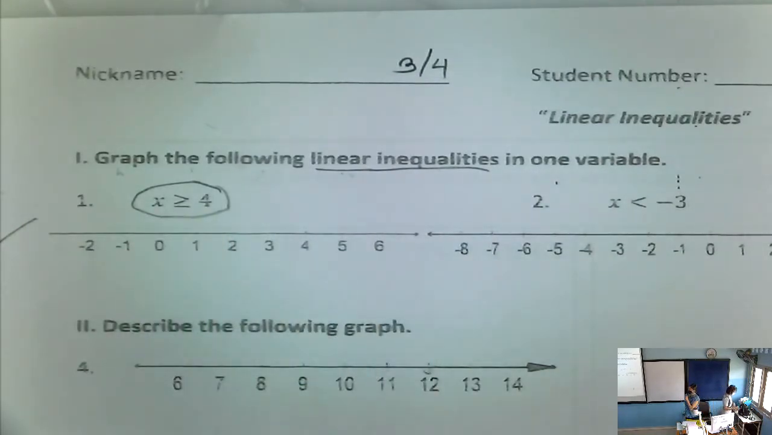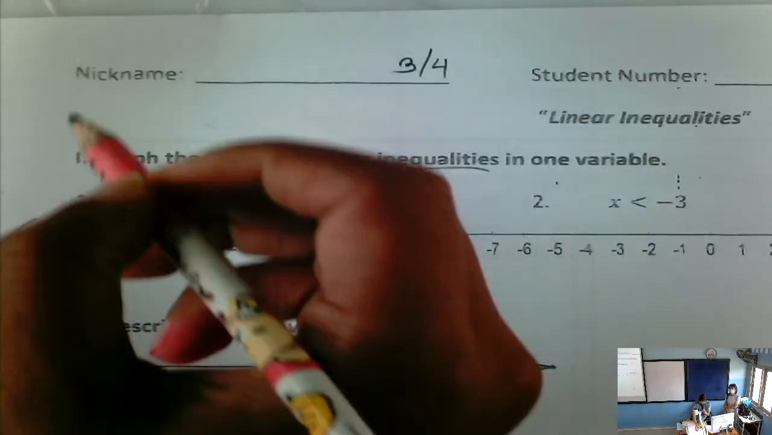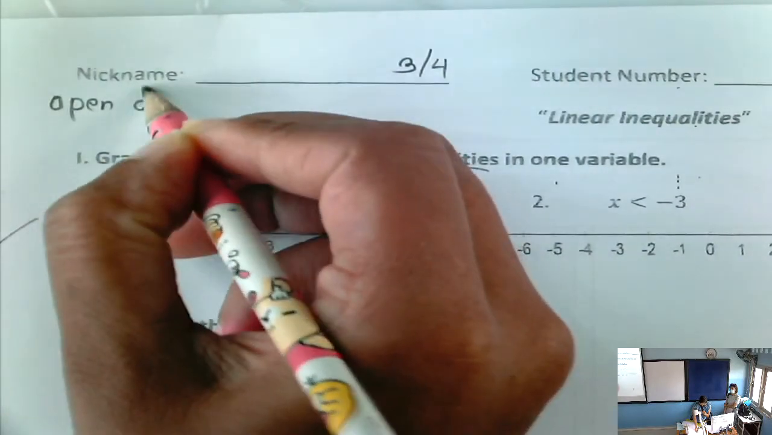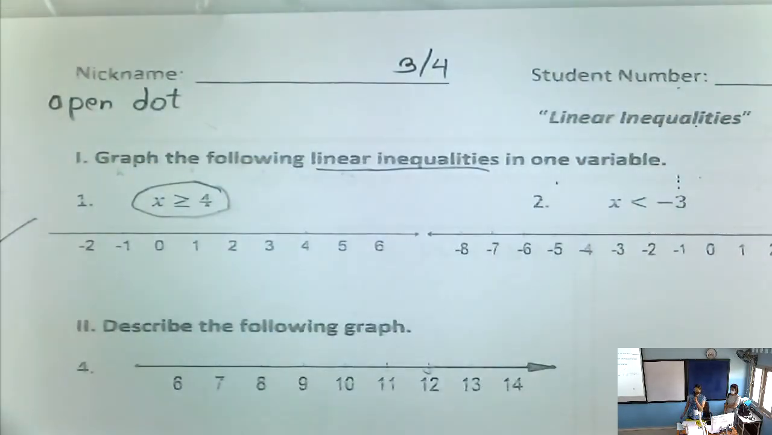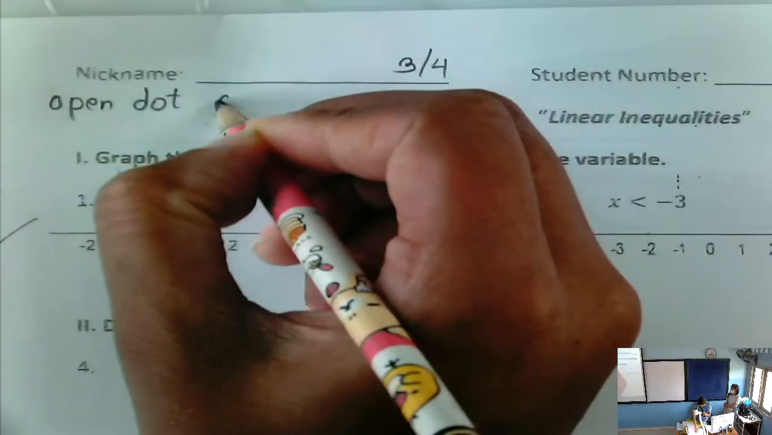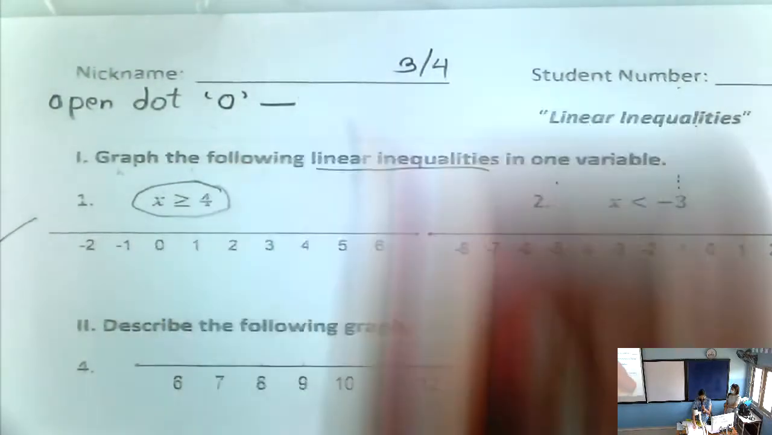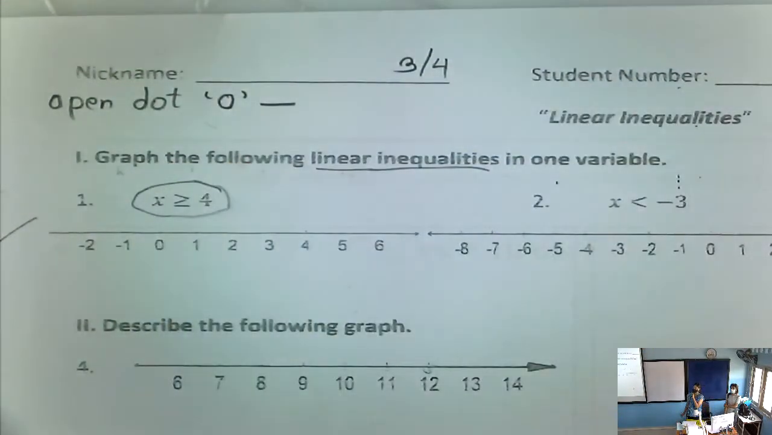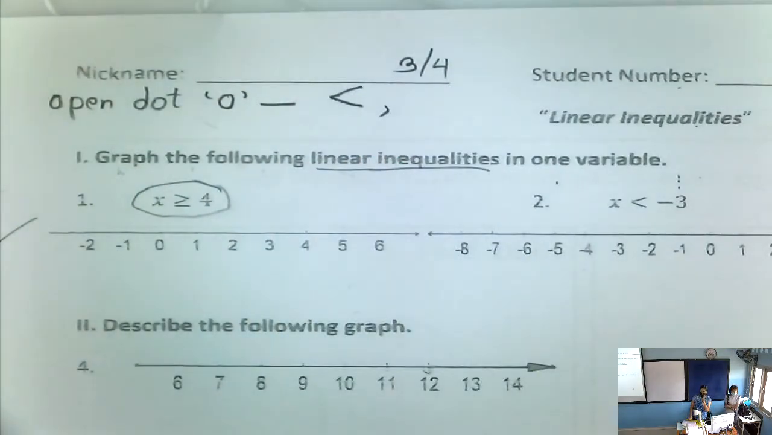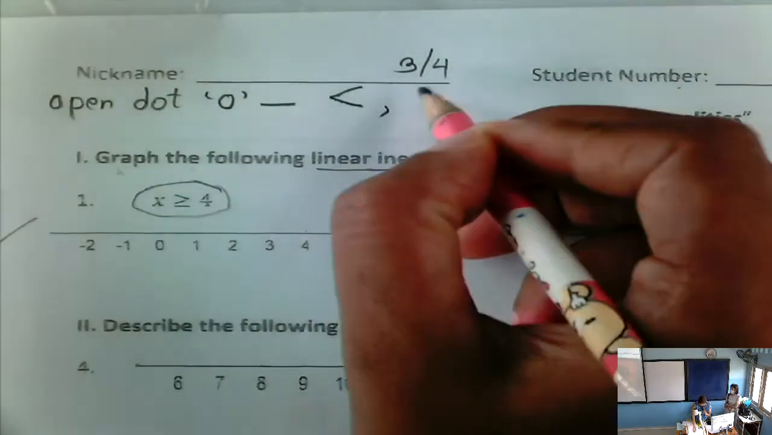So in order to graph, we learned many things last time. The first is dot. Open dot. First we learned open dot. Yes? So where do we use this open dot? In which inequality sign do we use open dot? Less than, and more than.